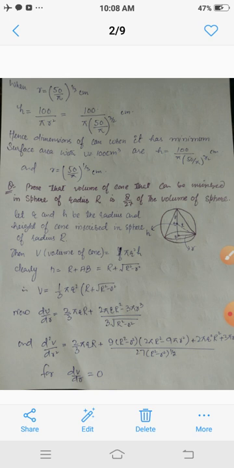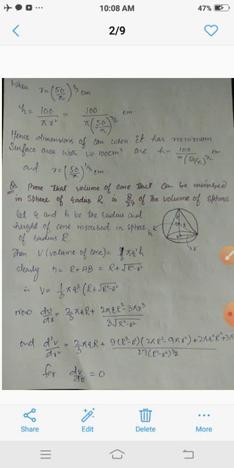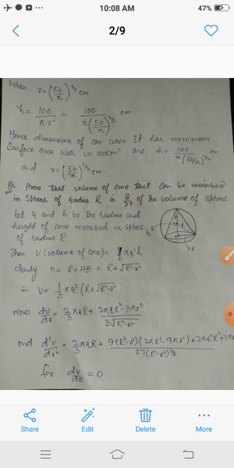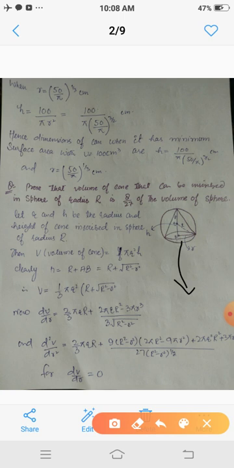Let's assume that the radius of this sphere is capital R, while the radius of this cone is small r and its height is h, as shown in this figure. Then the volume of the cone is 1 upon 3 pi r square h.